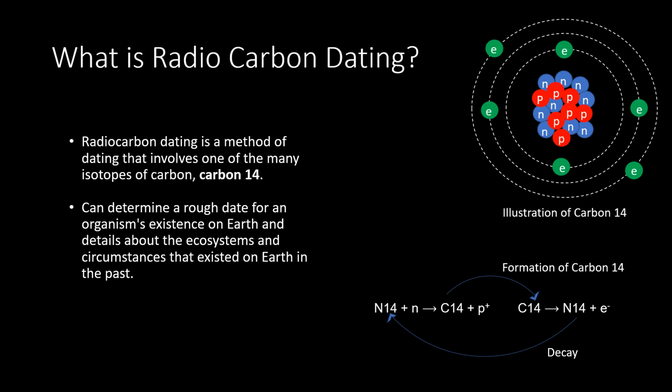Carbon-14 is unstable, with 6 electrons, 6 protons, and 8 neutrons. This isotope is considered to have a short half-life of 5,730 years, that is, during a period of 5,730 years, the amount of carbon-14 in a sample will have halved because of radioactive decay into nitrogen-14. Here is a chemical equation of the formation and decay of carbon-14.